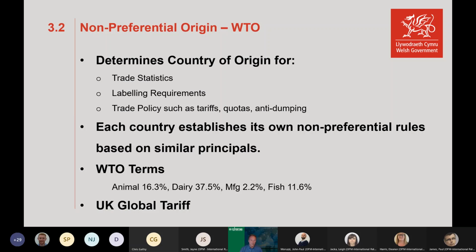Now, some of the WTO terms, as you can see, can be quite high. Animal 16.3, dairy 37.5, but others lower, manufacturing 2.2, fish 11.6. So the WTO duty rates can have a significant impact on trade if there isn't a trade agreement which gives preferential duty.